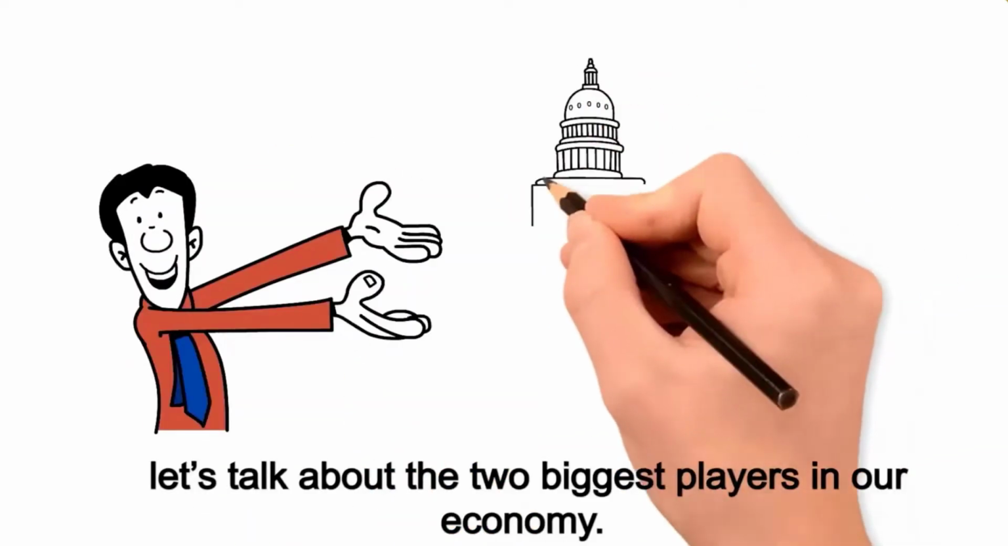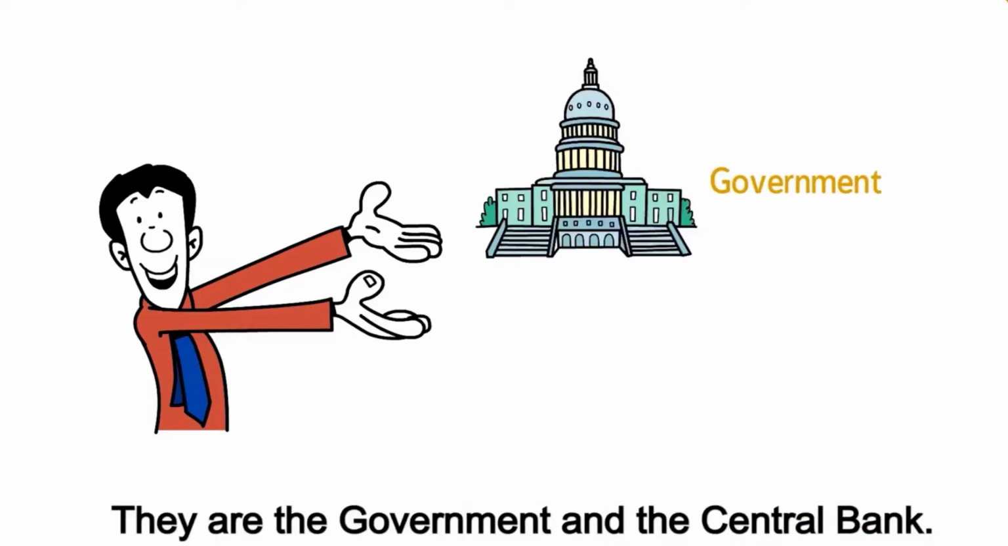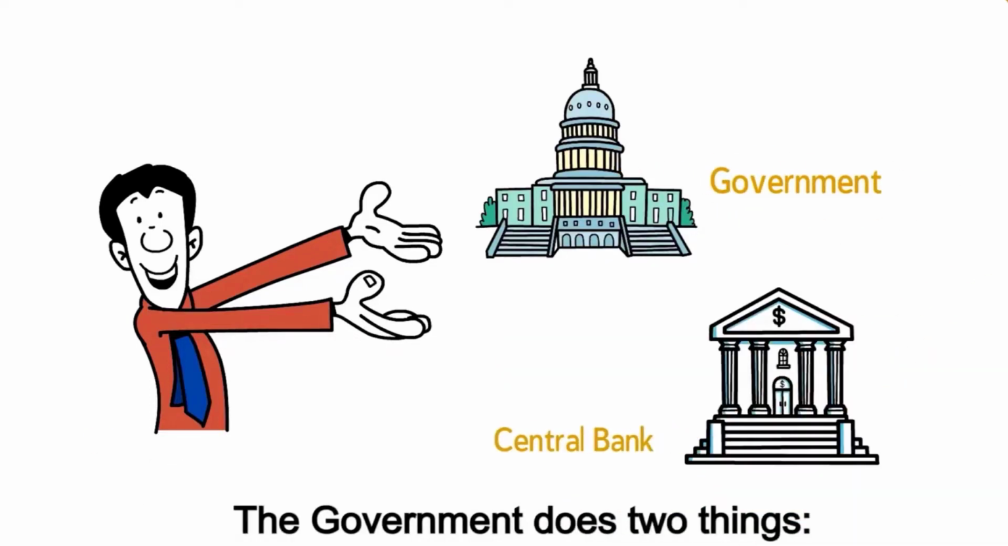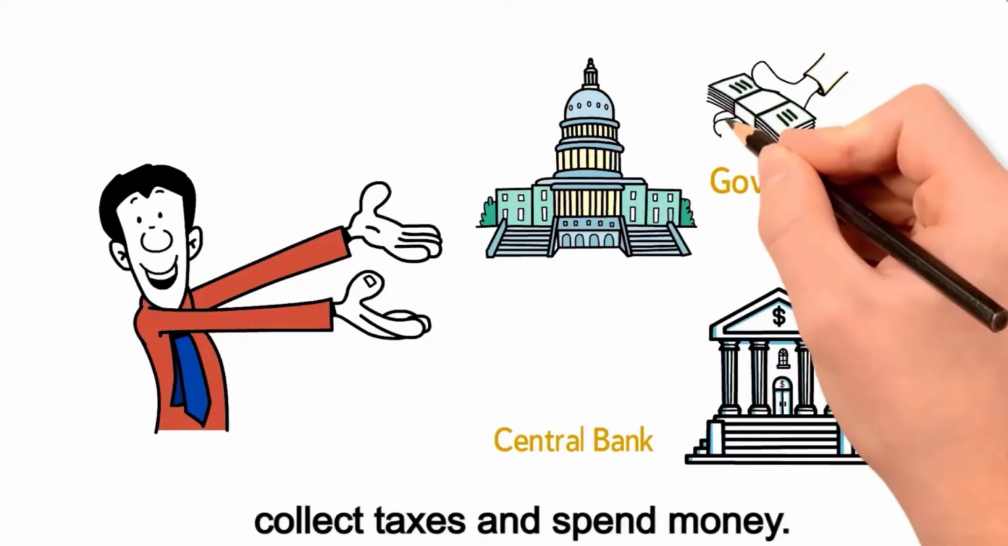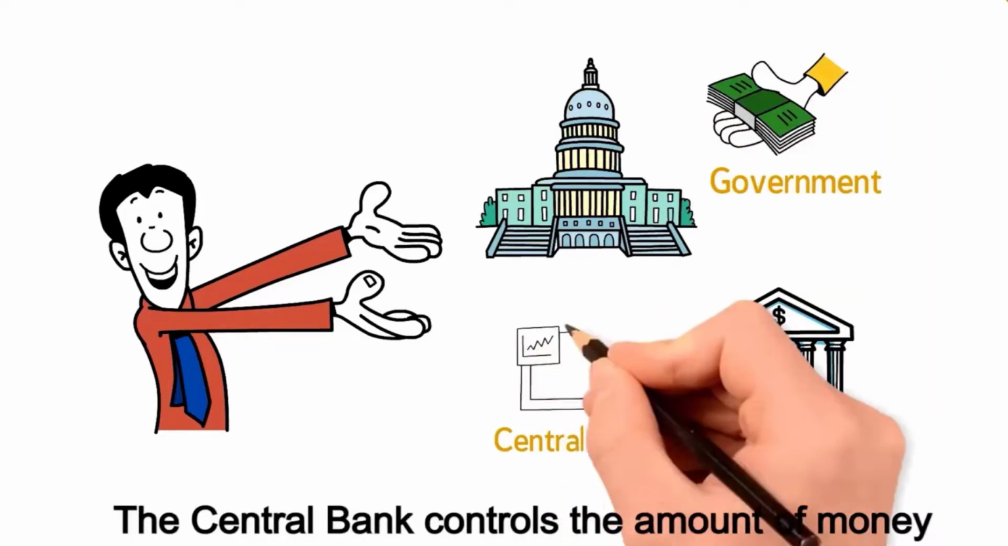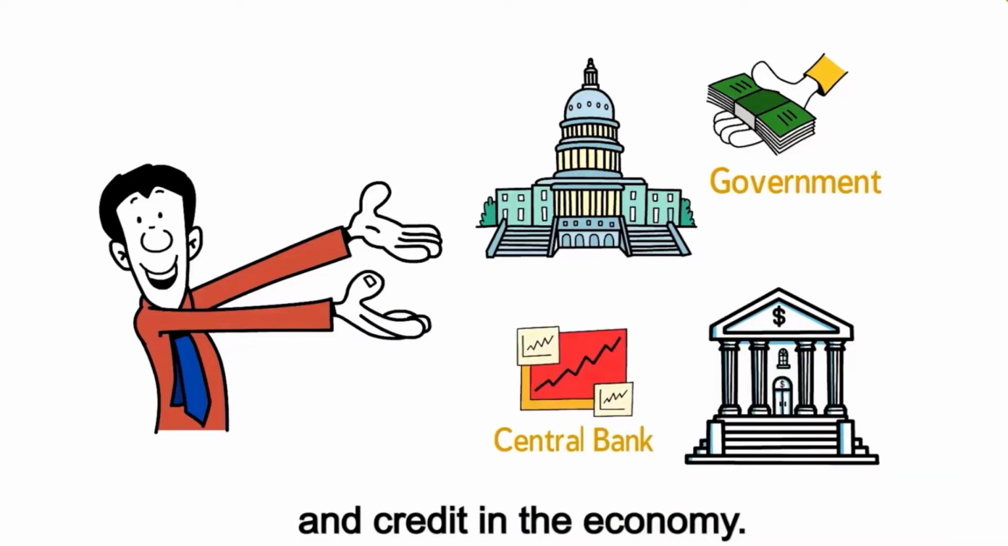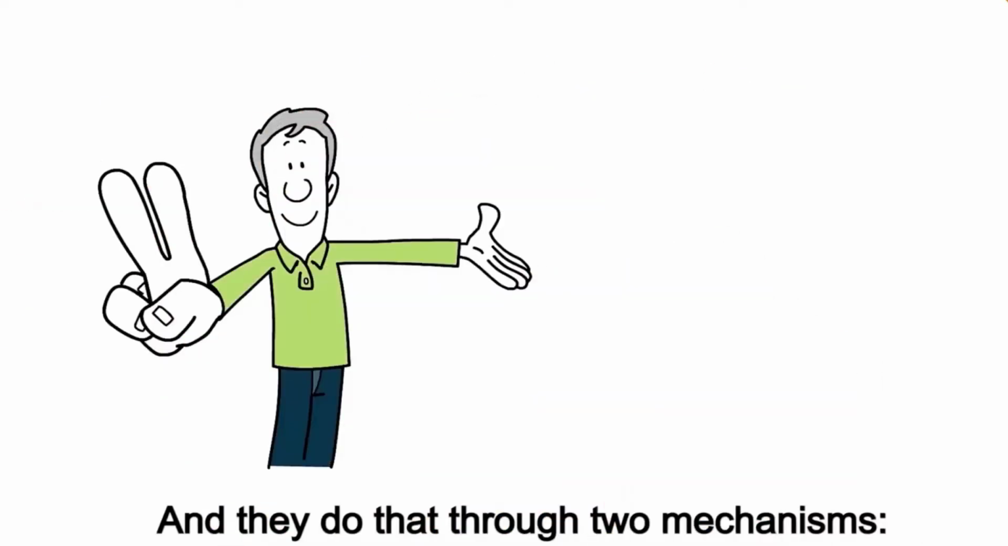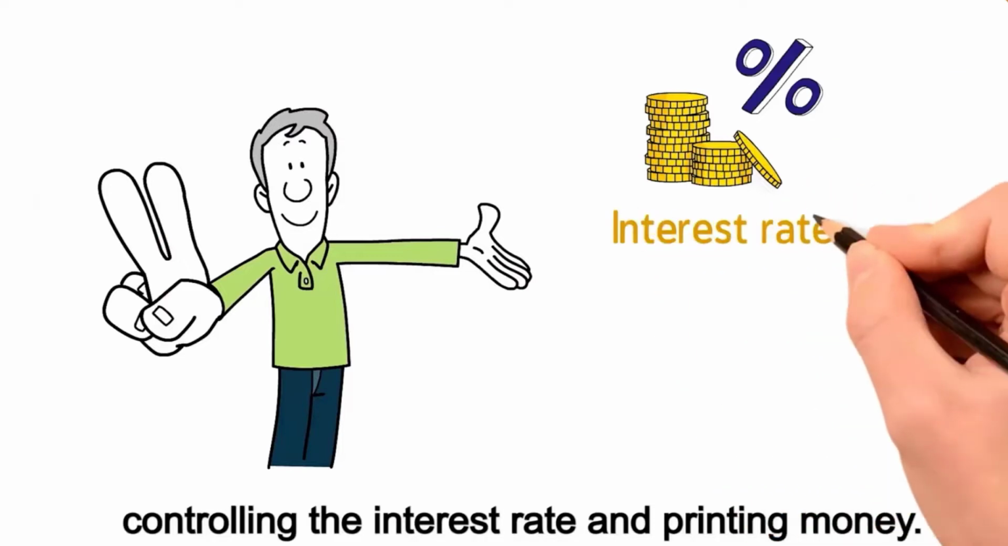Before we talk about how to control inflation, let's talk about the two biggest players in our economy. They are the government and the central bank. The government does two things: collect taxes and spend money. The central bank, on the other hand, controls the amount of money and the credit in the economy. They do that through two factors: controlling the interest rate and printing more money in order to stimulate the economy.